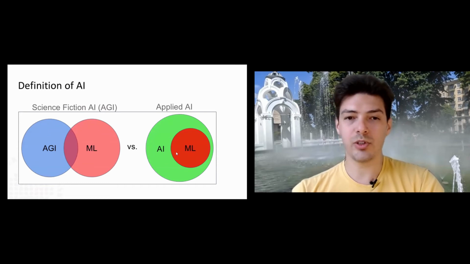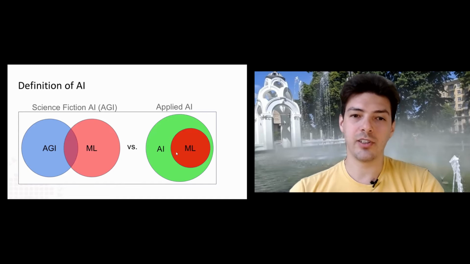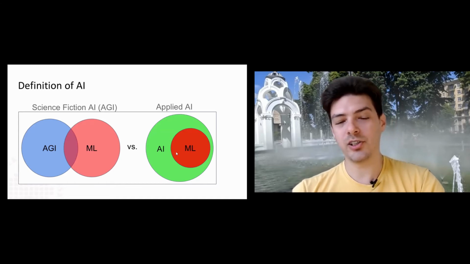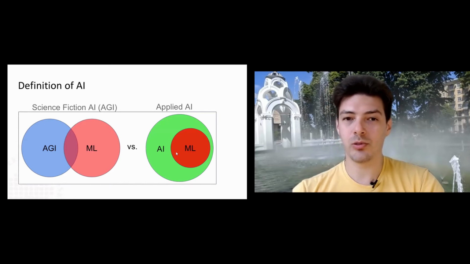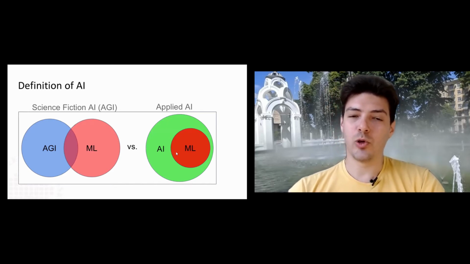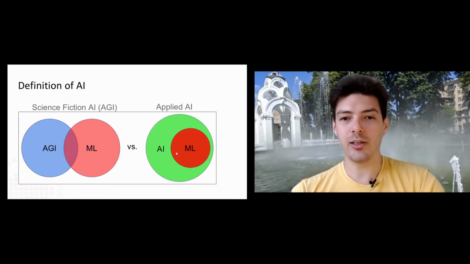So, as I said, let's start from the definition of AI. On this diagram, you can see two concepts. The first one, on the left, is the science fiction AI concept. If you are a fan of TV series such as Black Mirror or Westworld, you know the concept that it is possible to create a robot or machine that will behave, think, and perceive in the same way as a human.